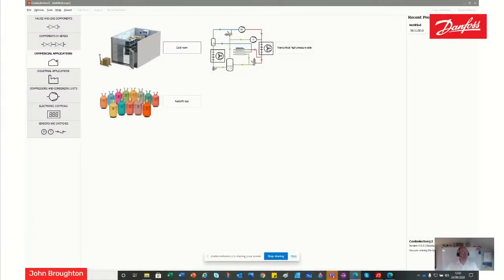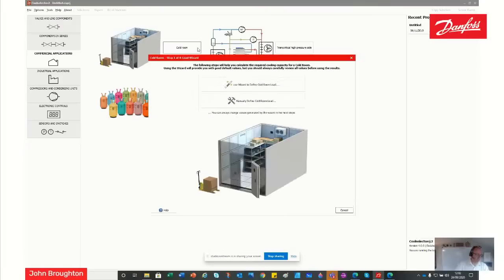Perfect. So this is the cauldron calculation tool that is inside the Danfoss Coolselector software. We'll just open it up by clicking on the button here, and we get the first step of the process. We've got a wizard function, or we've got the manual function. Today I'm going to use the wizard function. The wizard uses data within the tool and auto-fills a lot of the parameters to make life easy. If we do it manually, then we have to enter all the data.